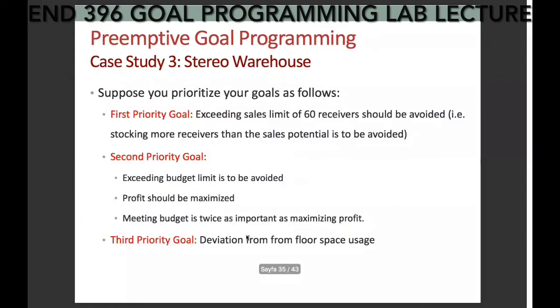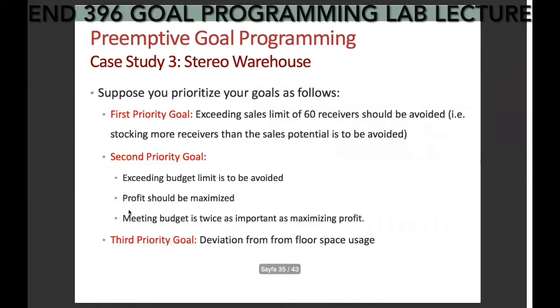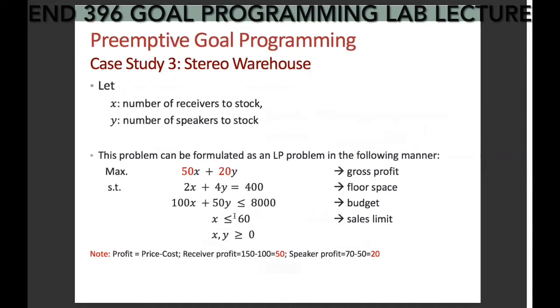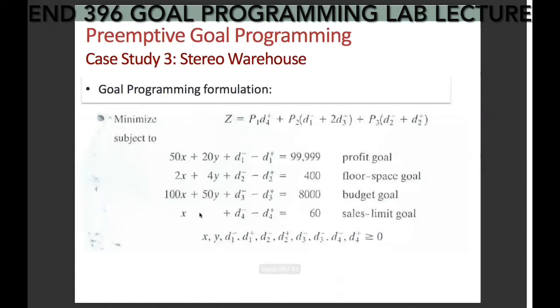Okay, the first priority goal states that exceeding the sales limit of 60 receivers should be avoided. Therefore, the corresponding deviation variables D4 minus and D4 plus should be used in order to transform this goal to a constraint in the goal programming model. How do we do that? We add plus D4 minus and minus D4 plus and make this an equality in the resulting goal programming formulation.